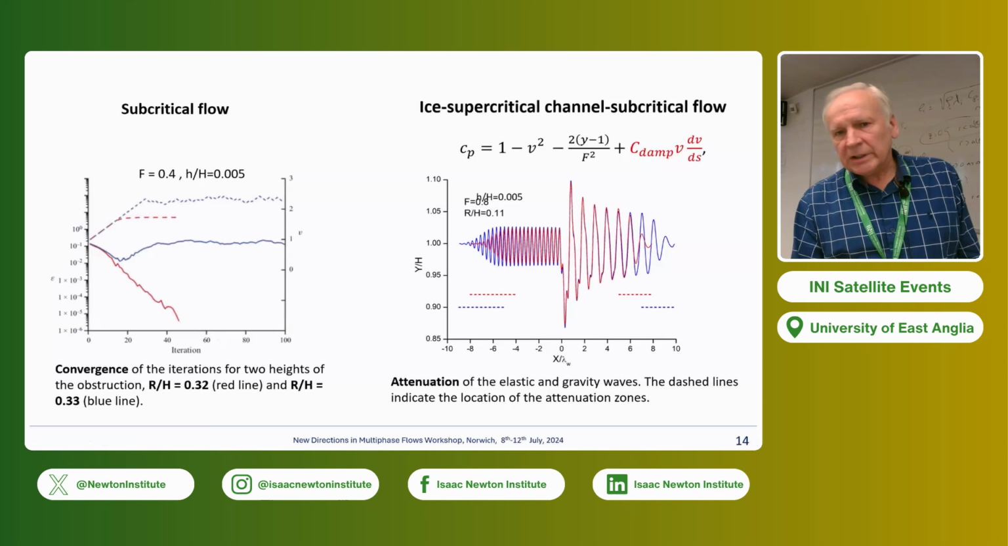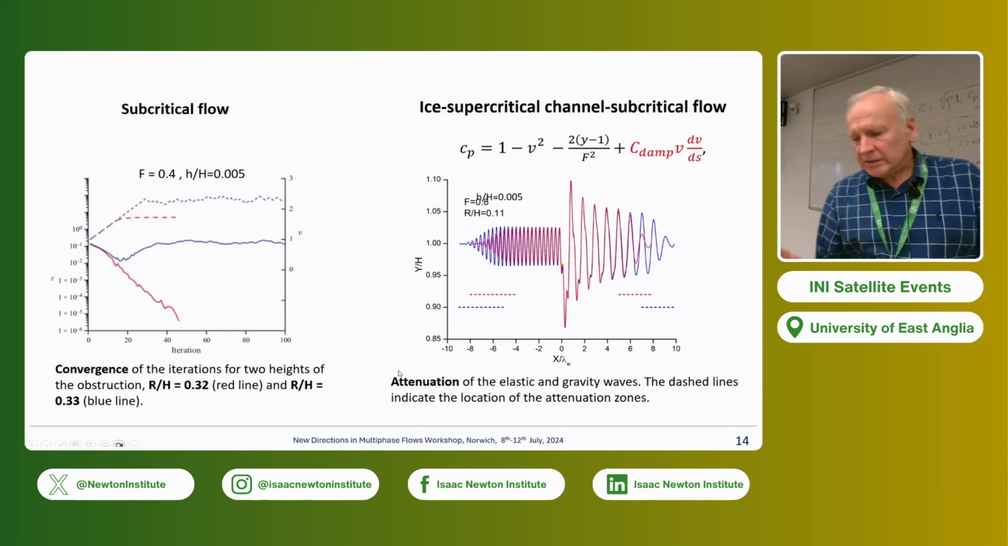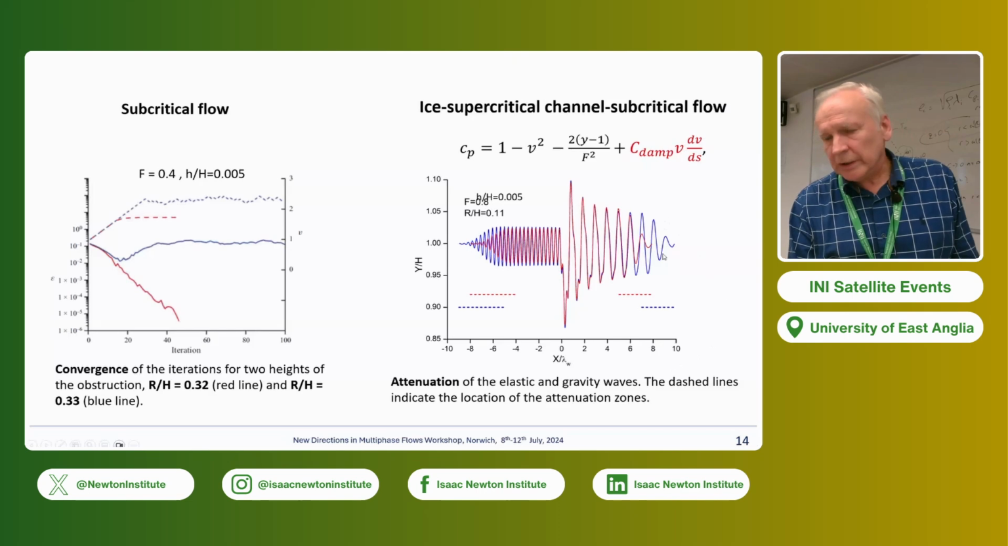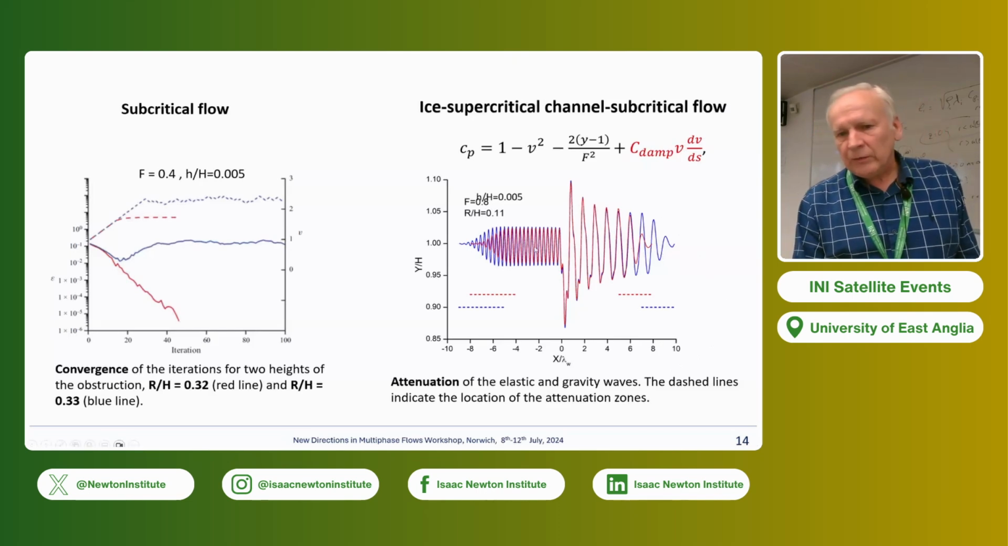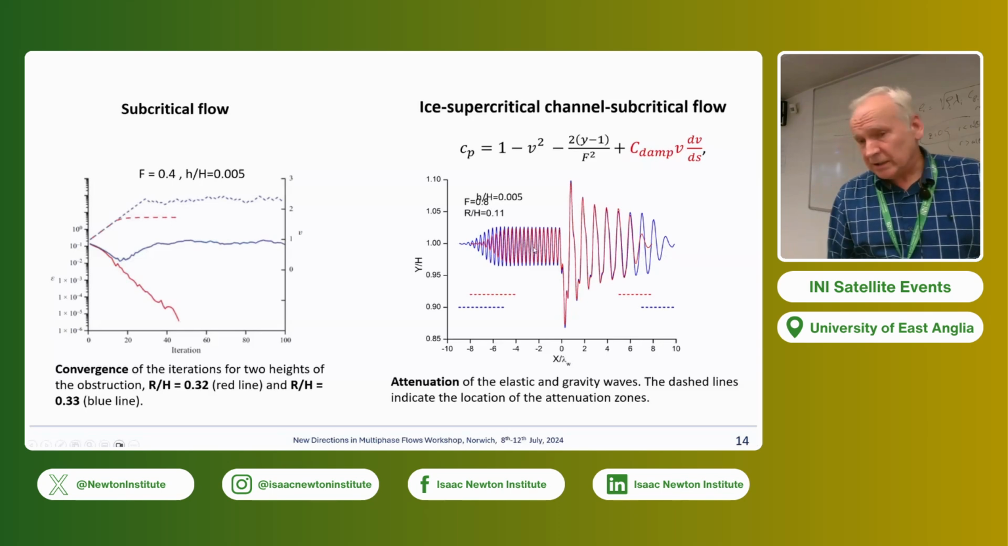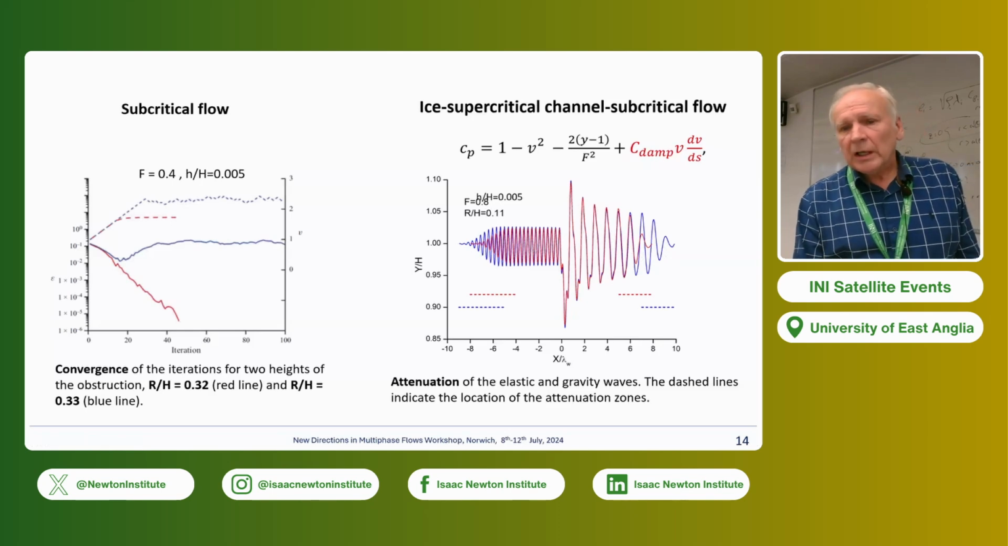The second part of the presentation is about ice, supercritical channel, subcritical flow. In this case, we have two waves. One is a gravity wave, as usual, which extends downstream, and we obtain a new wave, which we call an elastic wave due to the elastic sheet, which extends upstream.